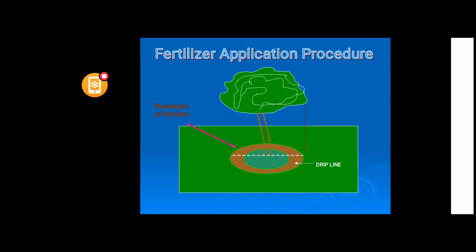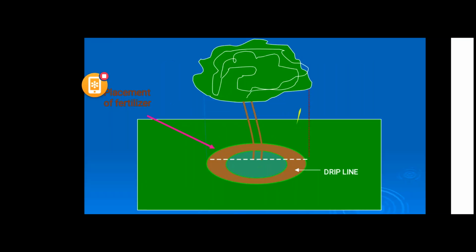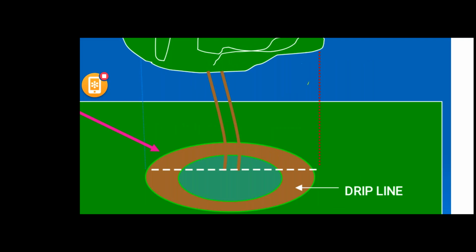The fertilizer application should be made like this. This is the drip zone, because the feeder roots of the tree are available in this zone. These are the zones where feeder roots are produced. In the middle is the taproot, and the fibrous roots are near the canopy area.